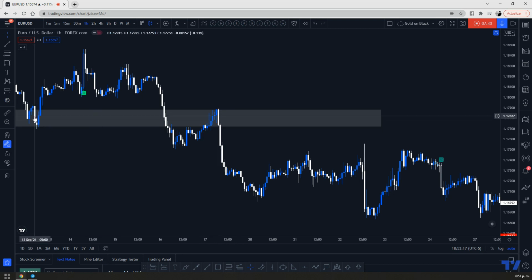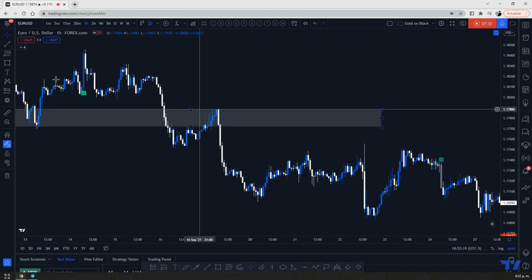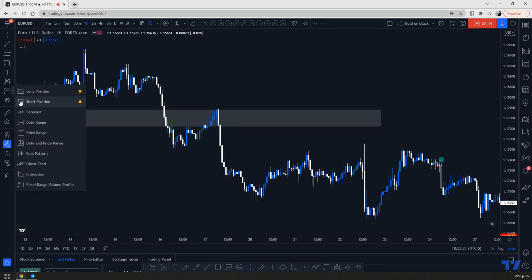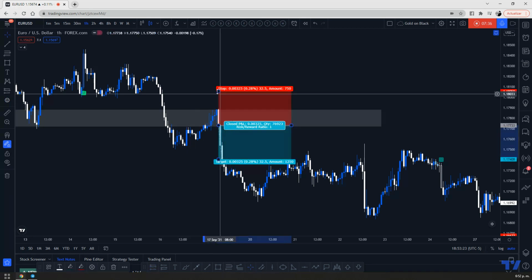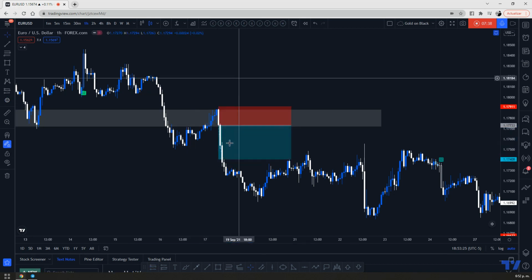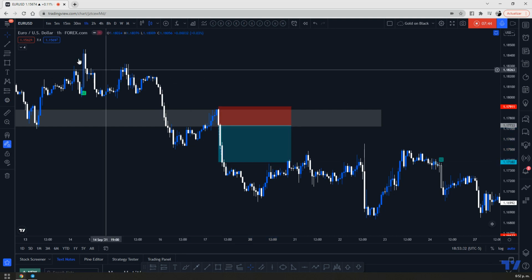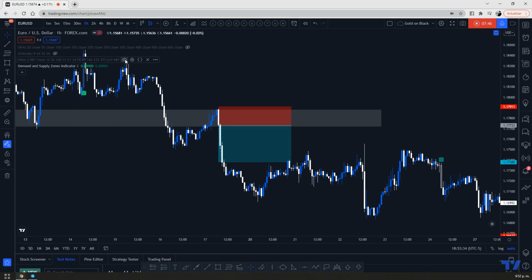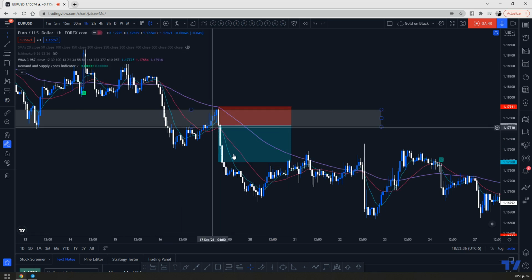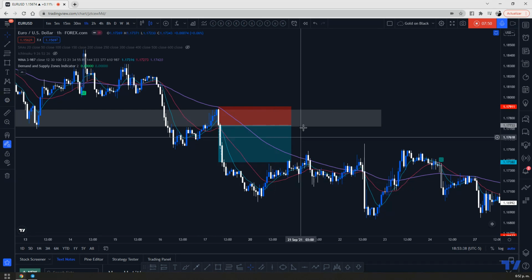Now it was a demand zone at the beginning. It became a supply zone. Short, you go right there. Take profit 1 to 2 risk to reward. Or if you remember, you can use the indicator that I mentioned, the WMA lines, so you will know when to actually get out.